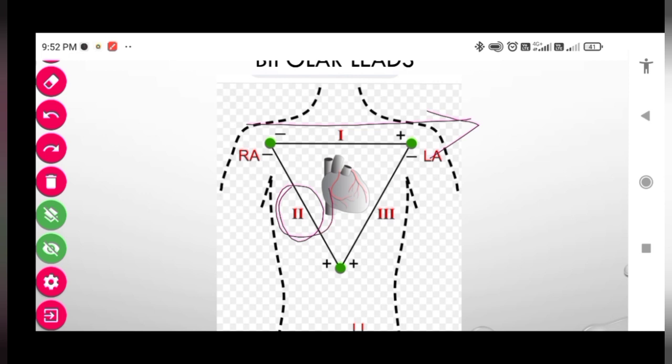Next, coming to lead 2, which is very important. It records the potential difference between the right arm and the left leg. Next, lead 3, between the left arm and the left leg. So these are the bipolar leads. I will explain in detail. Till then, it is important to remember which leads record the potential difference between which limbs. Lead 1 is from the right arm to the left arm. Lead 2 records the potential difference between the right arm and the left leg, and left arm to the left leg is lead 3.